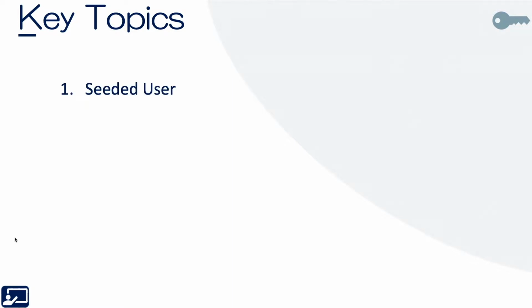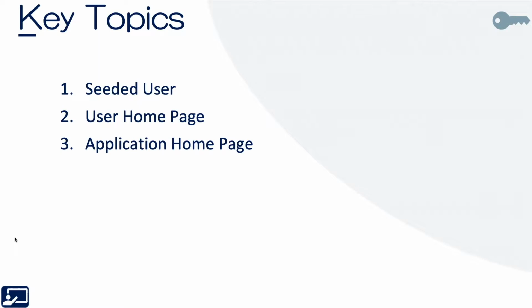First, we'll pick a seated user. And so you'll see that's just somebody in the Oracle demo environment. So if you want to recreate what I'm showing you, it's easy to do it. Next, we'll take a look at that user's homepage. Then we'll take a look at the application homepage. So in this case, the Supplier portal homepage.